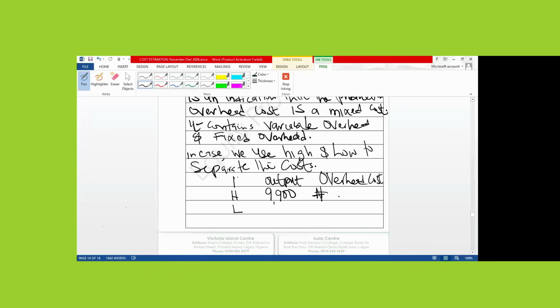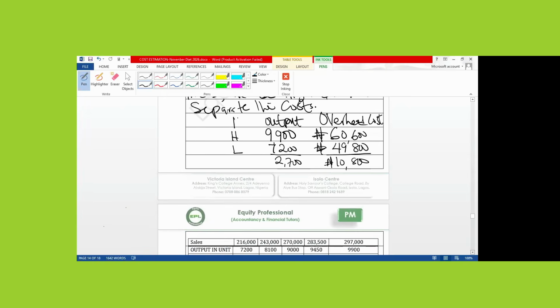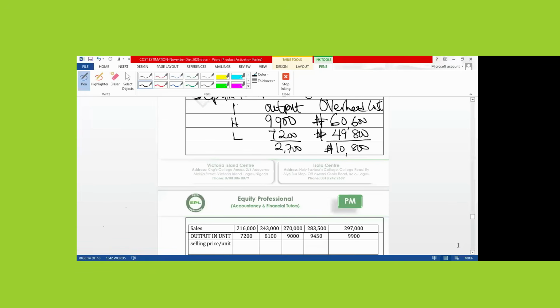6,600. At low, 7,200. What is the overhead cost? Differences: 2,700, then 10,800.